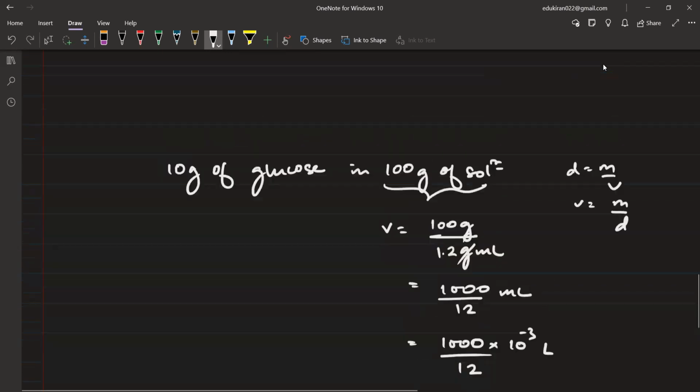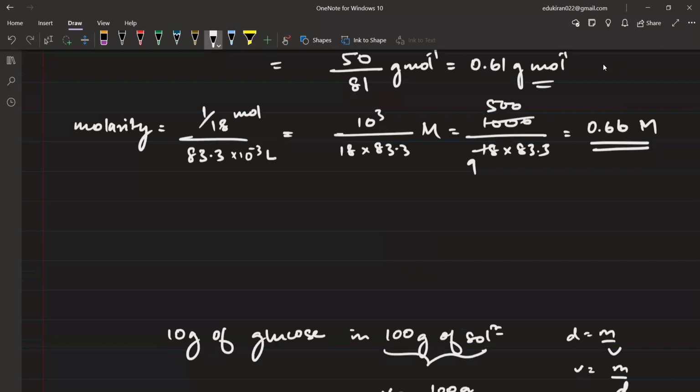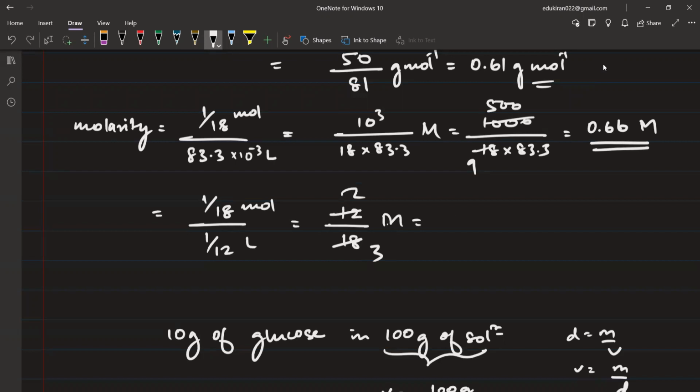And I think it would have been much easier if you had 1 by 12 liter. The molarity will be equal to 1 upon 18 divided by 1 by 12. This is moles, this is liters. So this will be 1 upon 18, and the 12 will go above. If I divide this by 6, 6 3s are 18, and 6 2s are 12. So it is 2 by 3. I think solving this was much easier, right?